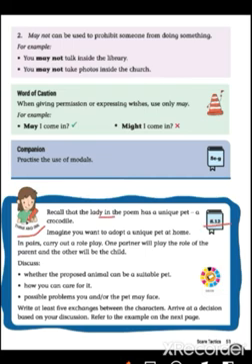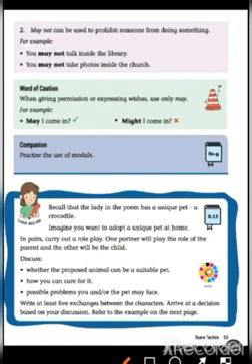Next, think and ink, activity 8.12. Recall that the lady in the poem has a unique pet, a crocodile. Imagine you want to adopt a unique pet at home. In pairs, you can choose any one person from your family and carry out this activity. In pairs, carry out a role play. One partner will play the role of the parent and the other will be the child. Discuss the following things: whether the proposed animal can be a suitable pet, how you can care for it, and possible problems you and or the pet may face.